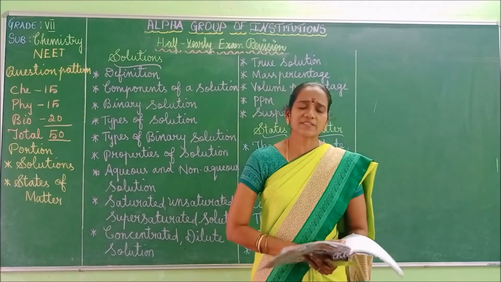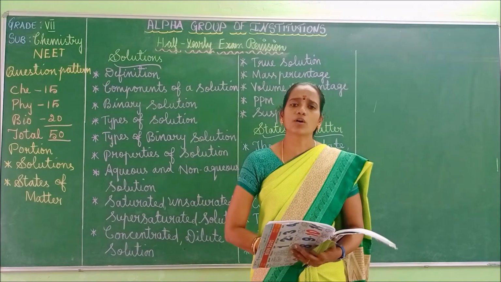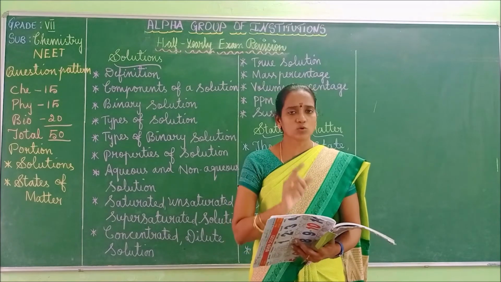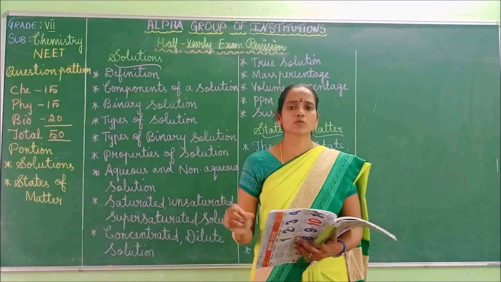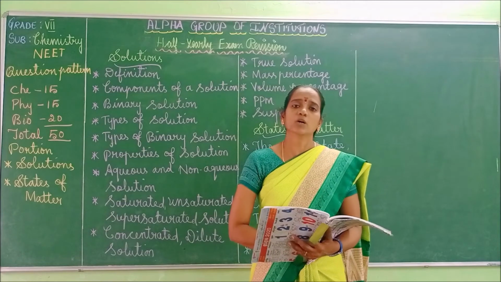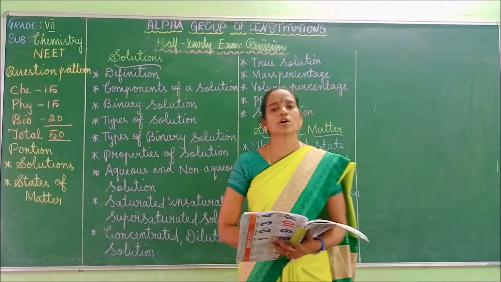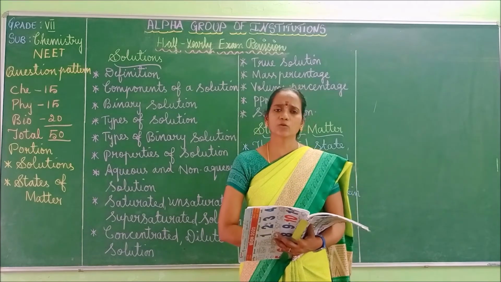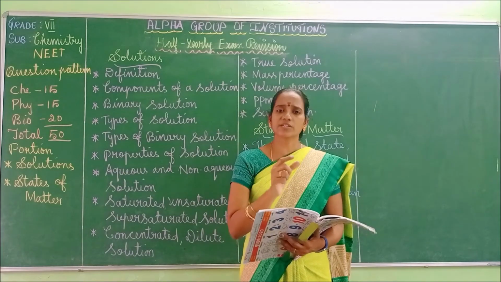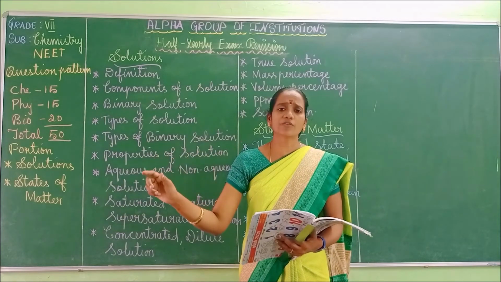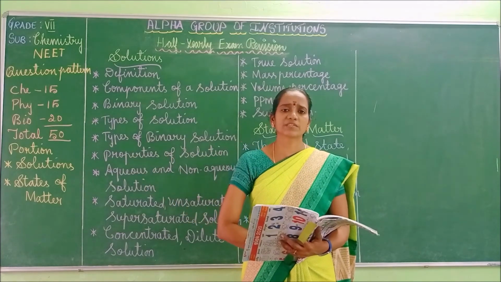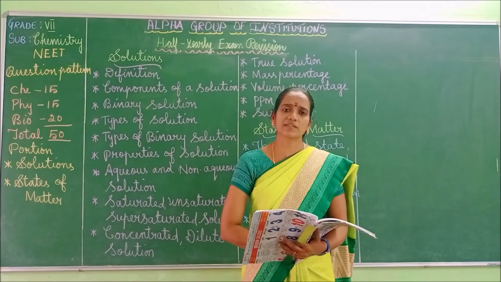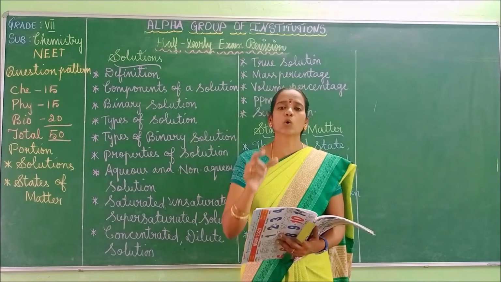A dash is a homogeneous mixture of two or more non-reacting substances. What is the answer? A solution. So underline this one. A solution is a homogeneous mixture of two or more non-reacting substances. Otherwise, you may get a question like this: a solution is a dash mixture of two or more non-reacting substances. What will be your answer? You have to answer homogeneous.